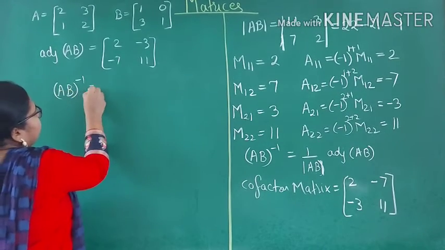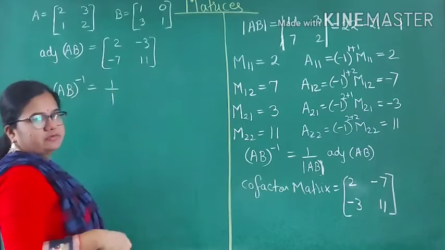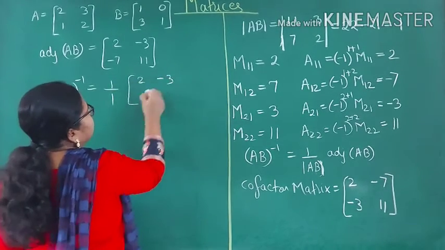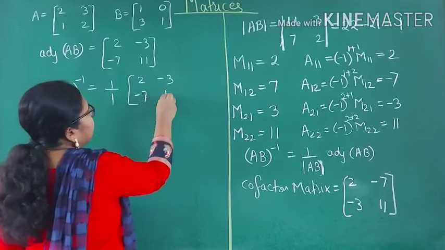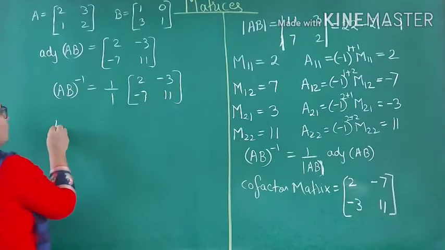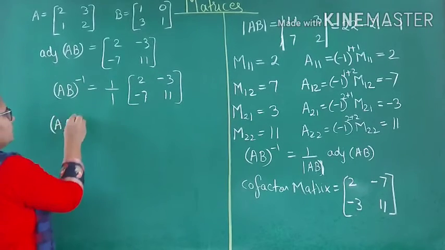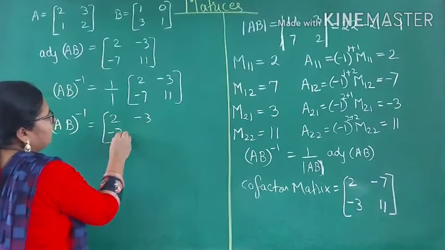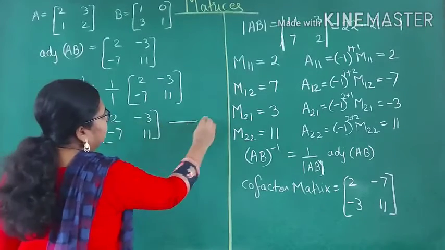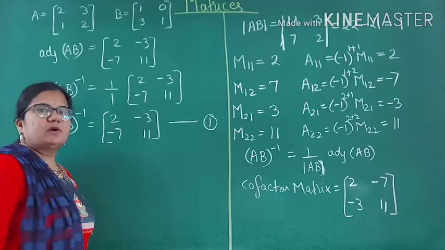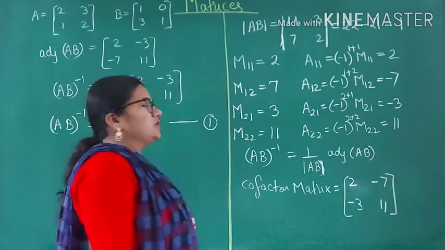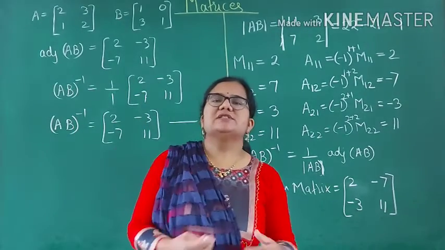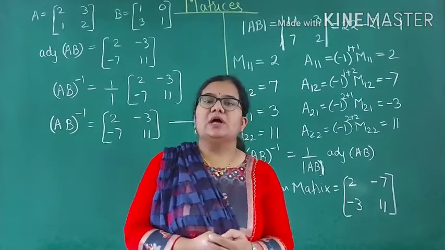So AB inverse is equal to the determinant of AB is 1 and adjoint of AB is 2, minus 3, minus 7, 11. Yes, so AB inverse is equal to 2 minus 3 minus 7, 11. Name this as step 1. This is your LHS. Now next, what was your RHS? You have to prove this is equal to B inverse into A inverse.